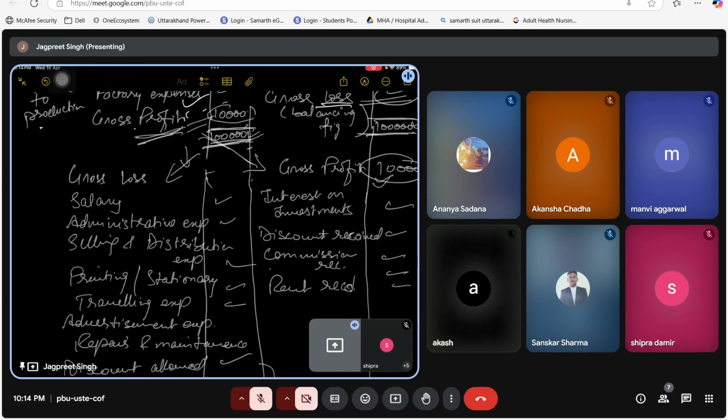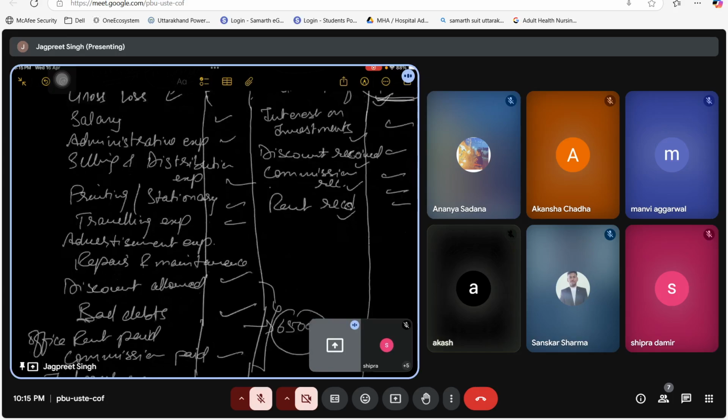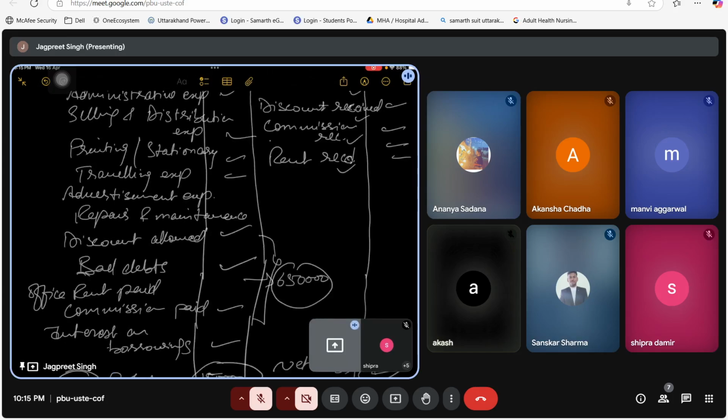Then we will continue. The gross profit is written first, and then we will record other incomes and expenses as per the rules. All incomes go on the credit side and all expenses and losses on the debit side, the left side. So after gross profit, I will write all the incomes, that is interest on investment, discount received, commission received, rent received. And on the left hand side, I will write all the expenses. Expenses means salaries, administration expenses, selling and distribution expenses, printing and stationery, traveling expense, advertisement, repair and maintenance, discount allowed, bad debts.